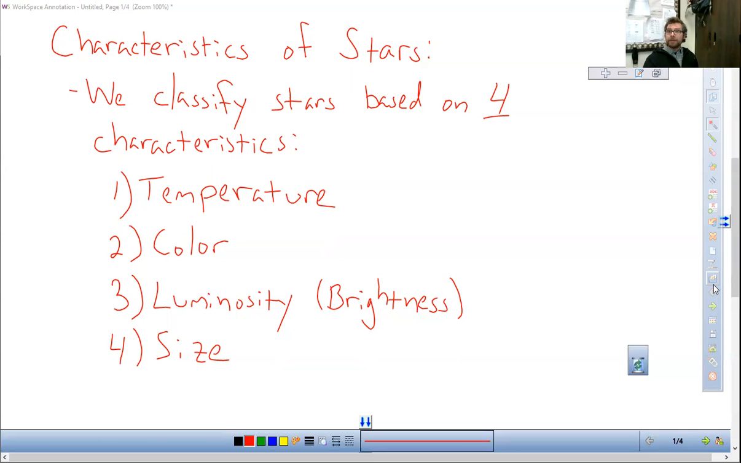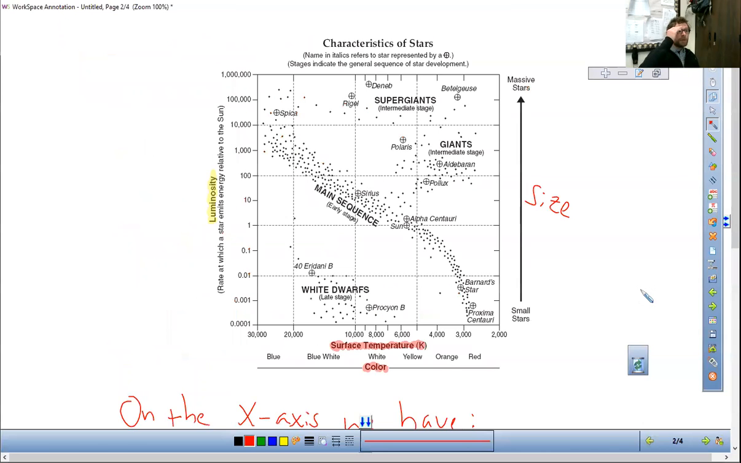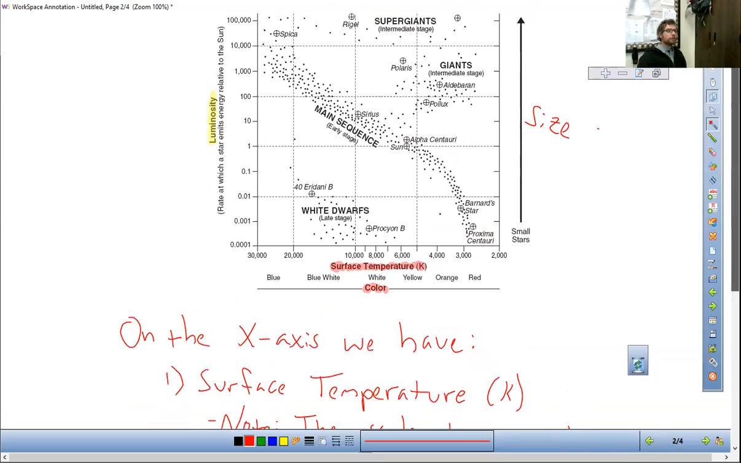Now, how do we find these four characteristics on the HR diagram? Like I said, there's a lot of information here on the HR diagram. So we will just continue by looking here at the HR diagram. We are going to start with the x-axis, as you usually should do when you're looking at a graph. The x-axis has two different pieces of information here. The first piece of information is our surface temperature, the surface temperature right here.